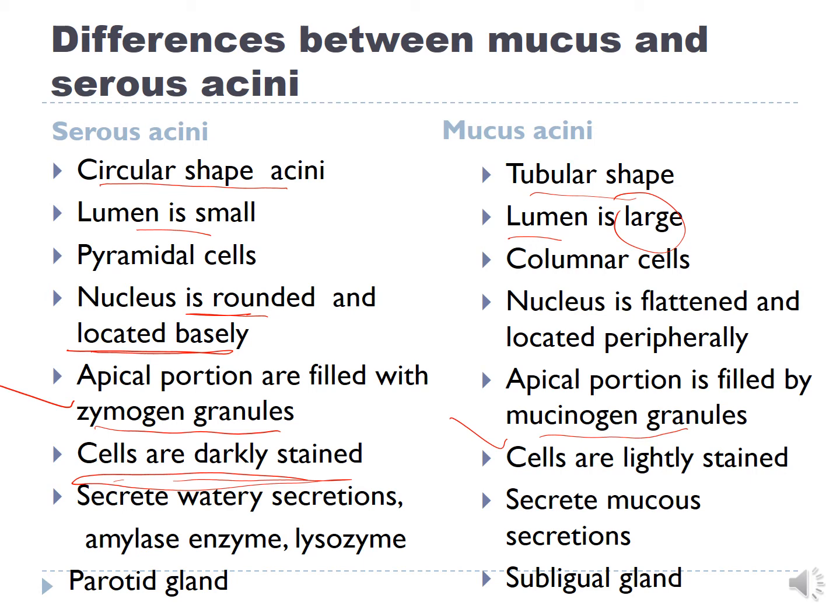So the serous cells secrete watery secretions and the enzymes amylase and lysozyme, while the mucus acini secrete mucus secretions. The best example of a gland containing serous acini is the parotid gland. It consists wholly of serous acini, while the sublingual gland is a predominantly mucus gland which contains mostly mucus acini. Some serous acini are also present.